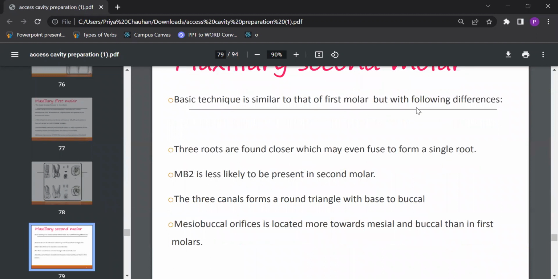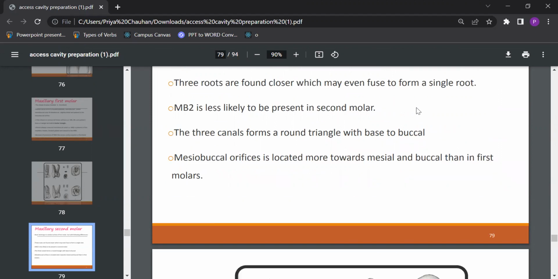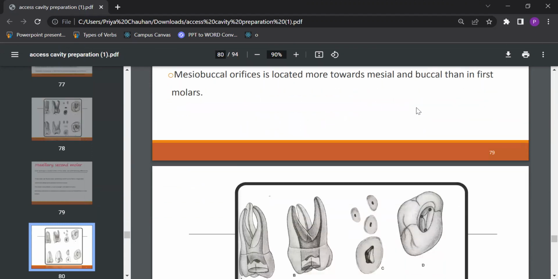The three canals form a rounded triangle with the base to the buccal. The mesiobuccal orifice is located more towards the mesial and buccal than in the first molar. So, the diagram.